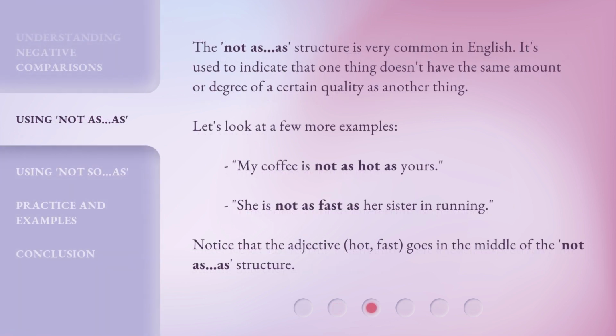The 'not as...as' structure is very common in English. It's used to indicate that one thing doesn't have the same amount or degree of a certain quality as another thing. Let's look at a few more examples. My coffee is not as hot as yours. She is not as fast as her sister in running. Notice that the adjective, hot, fast, goes in the middle of the 'not as...as' structure.